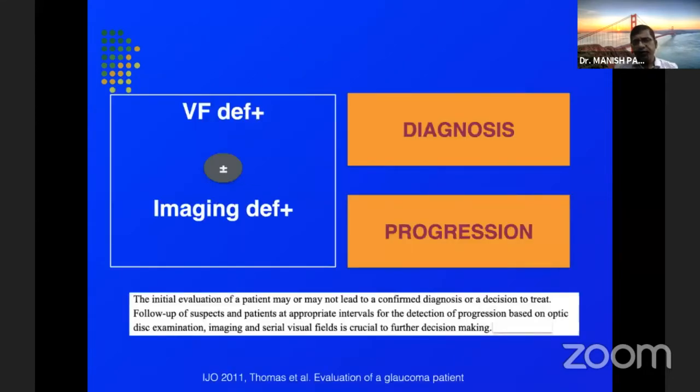Now, glaucoma is basically an issue of diagnosis and progression, and we have to rely on visual field defects and imaging defects and whether they are stable or increasing. However, the initial evaluation of any patient may not lead to a confirmed diagnosis or a decision to treat. So follow-up of suspects and patients at appropriate intervals for the detection of progression, based on optic disc examination, imaging, and serial visual fields, is crucial to find out whether we actually need to treat the patient or not.